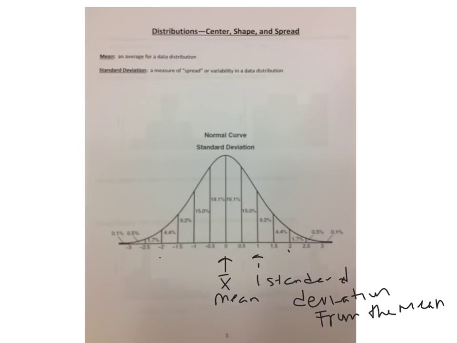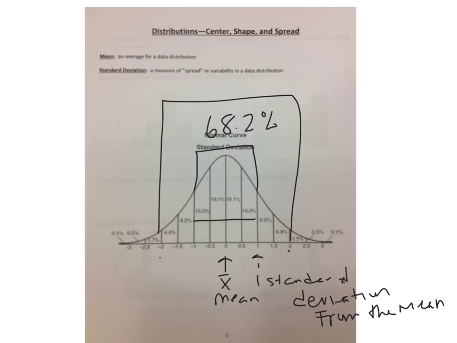Okay? So if you add up these percents, you will get approximately 68.2%. And if you add up here, you'll get approximately 95.4%. Okay? The data that falls within 1 standard deviation of the mean is 68.2%, and from the -2 to the +2, you get 95.4%, which is approximately 2 standard deviations from the mean.